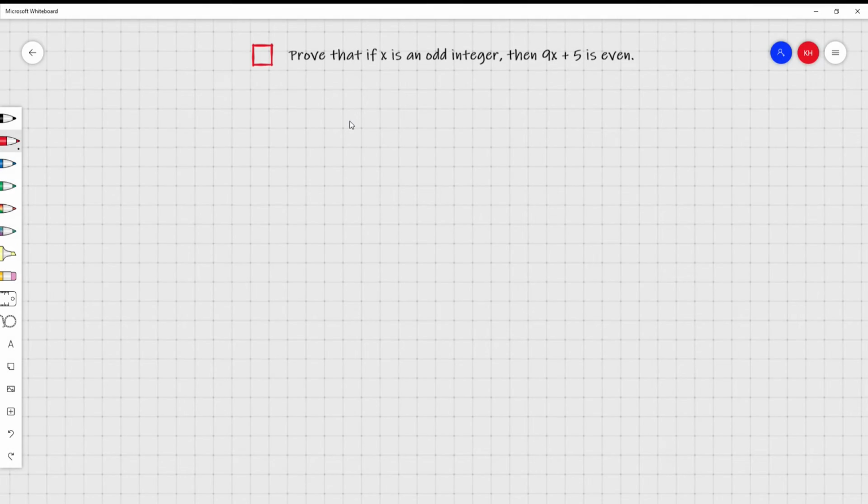On our third problem here, in our first proof problem, we have: prove that if x is an odd integer, then 9x plus 5 is even. And going just straight into it, it'd be kind of confusing because, yes, of course, x is odd, right? But we'd have a very difficult time figuring out how we can prove 9x plus 5 is even, because this is an odd plus an odd, right?